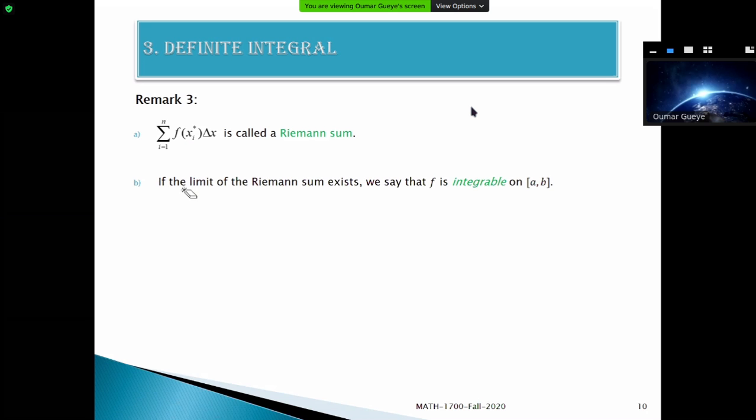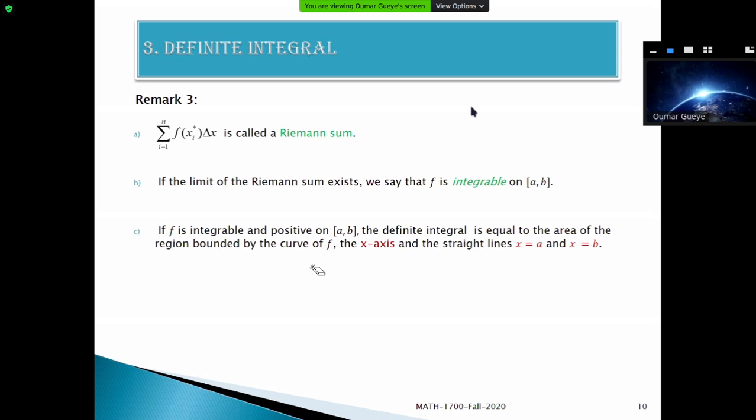And if, for example, the limit of this sum exists, as I told you, if the limit equals a number, we conclude the function is integrable on the interval AB. So basically, anytime you hear this function is integrable on the interval AB, it means when you calculate the limit that we've seen in the previous slide, you're supposed to get a number. That number could be 0, negative, or positive, it doesn't matter. Integrable means the limit is going to be equal to a number.